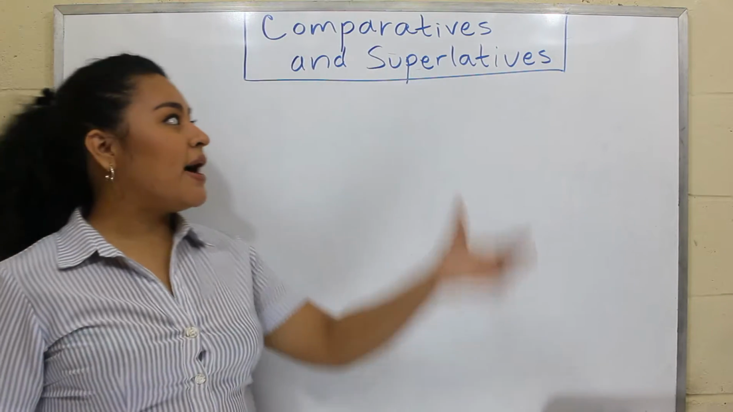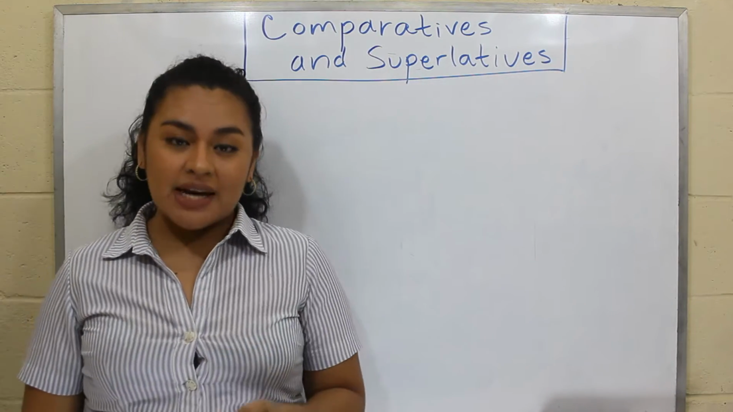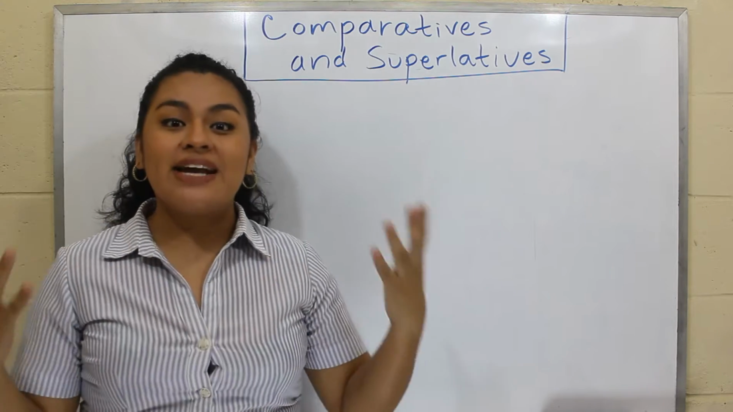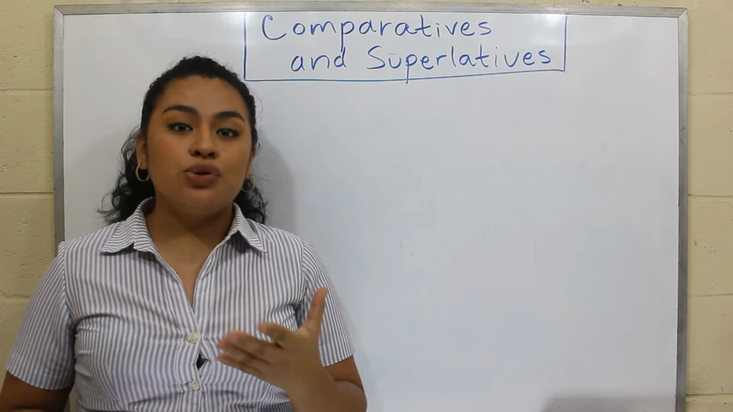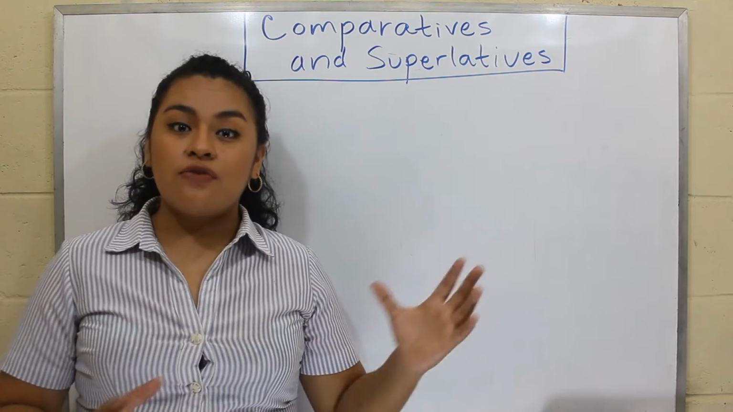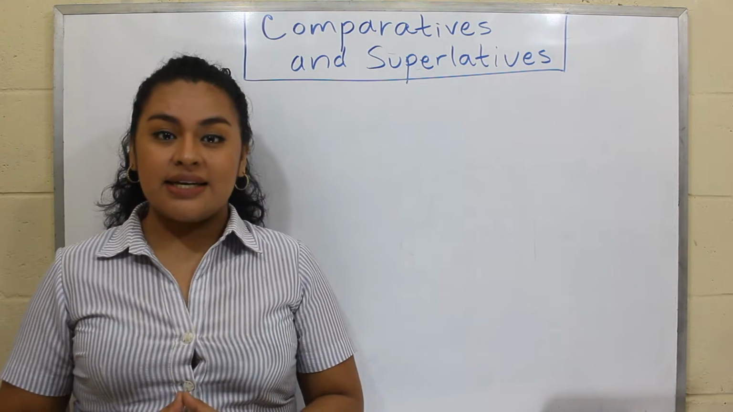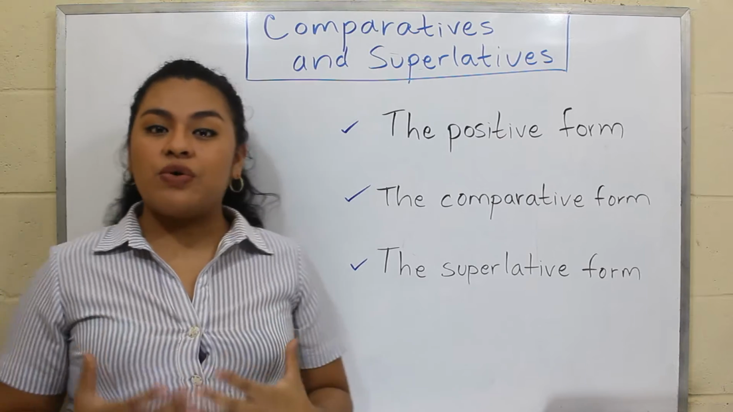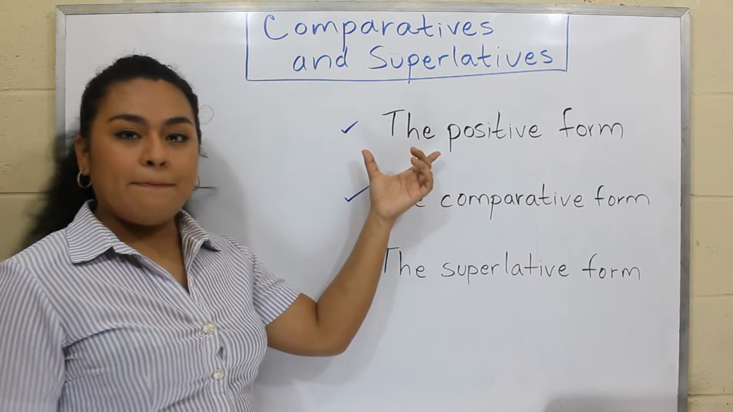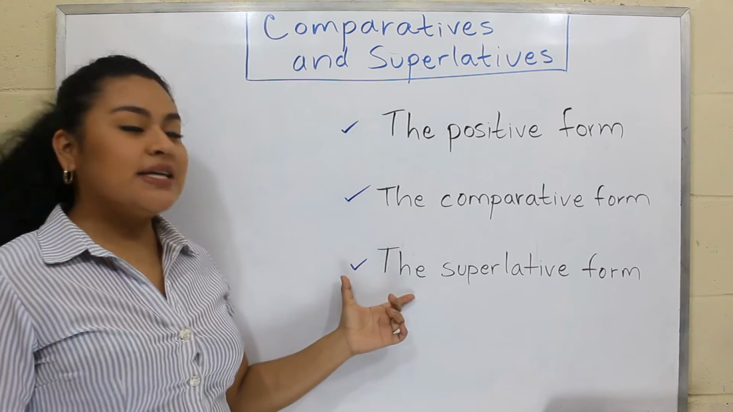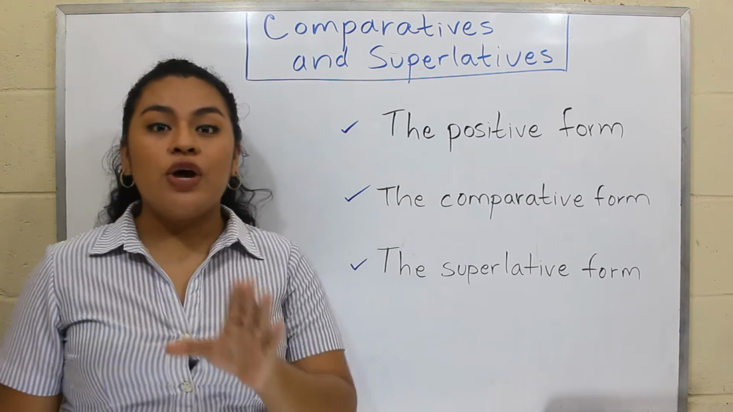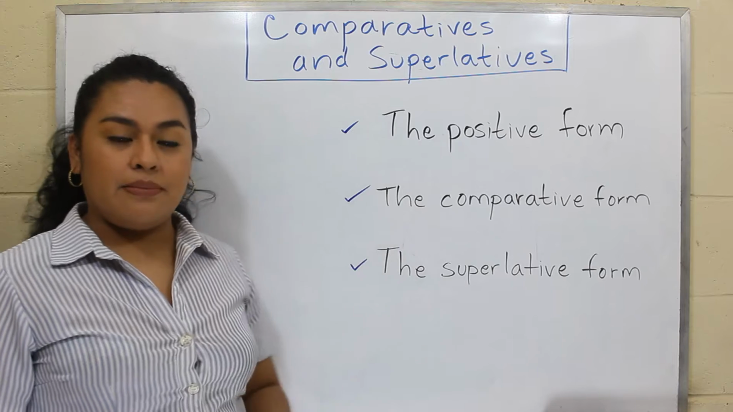When we talk about comparatives and superlatives, we refer to a variety of adjectives that have different forms to indicate their degree of comparison and intensity. So, the forms we refer to are the positive form, the comparative form, and the superlative form. We are going to study each of them.